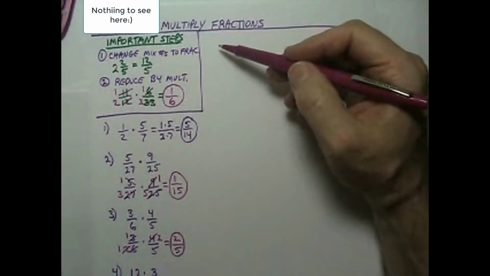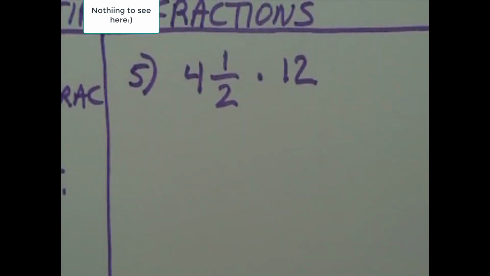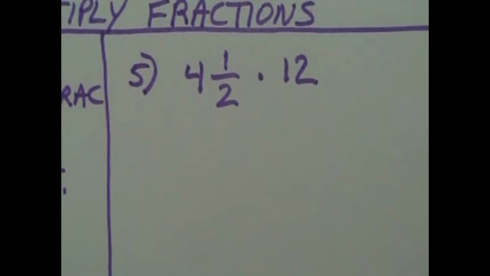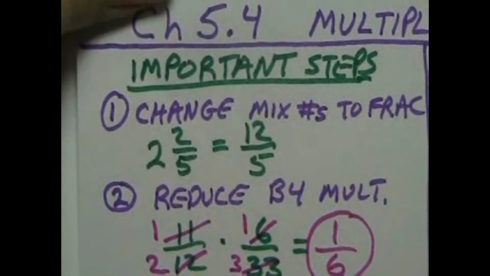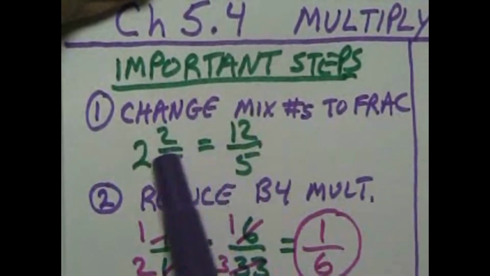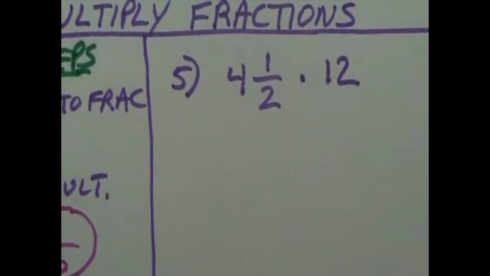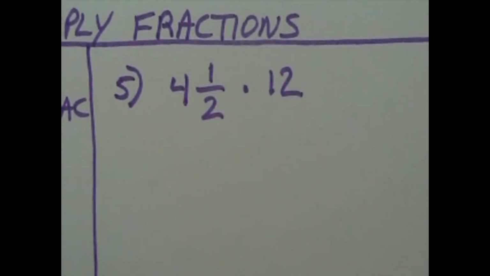Okay, on my notes, I'm going to go up to the top of the page now. Okay, now this one, we have 4 and 1/2 times 12. We have a mixed number times a whole number. Now remember, we said mixed numbers, we need to change any mixed numbers to fractions, like so. Okay, so that's what we're going to have to do here. So I'll just put it underneath.